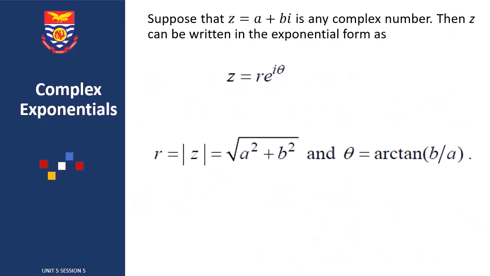So simple. Now let's look at this also. Suppose that z equals a plus bi is a complex number. Then z can be written in the exponential form as z equals r e raised to the power i theta. And I think you agree with me. So here your r is given by the usual formula we know, and theta is the arctan of b on a, which we have already done. And don't forget about the quadrant in which it lies.